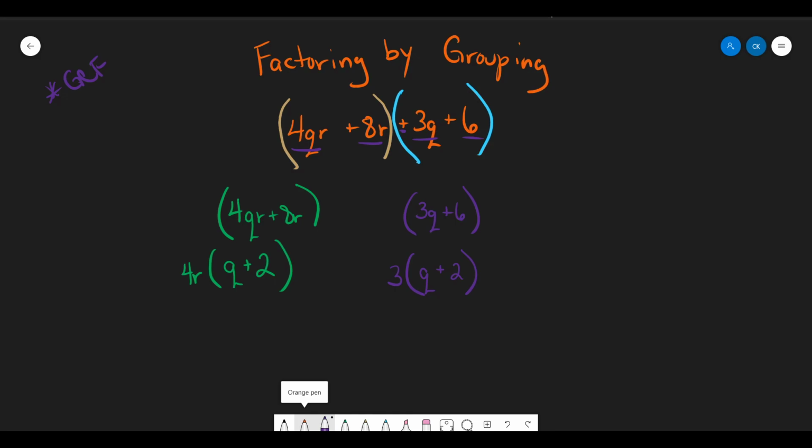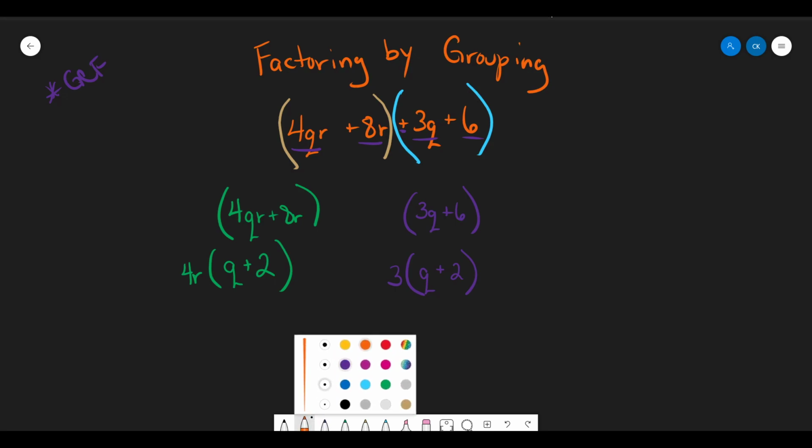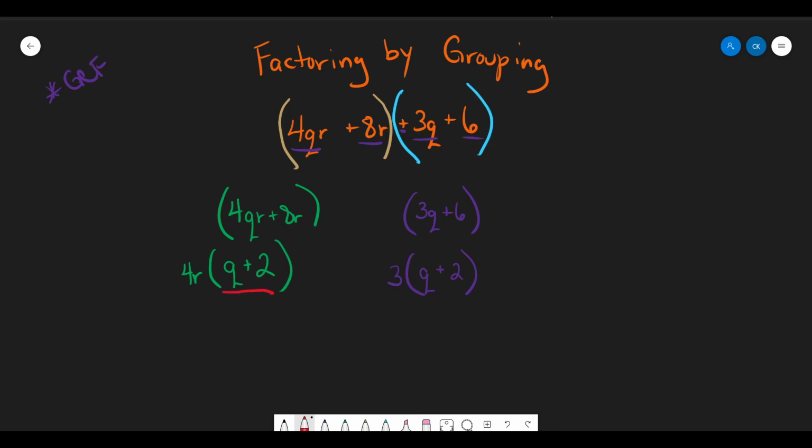All right, so now we move on to step 3. Step 3 says, now that I have GCF'd everything out, I have to look at this and say, is my parenthesis exactly the same? Now, in this case, it is. Q plus 2, Q plus 2. If that's the case, then we can factor this by grouping.